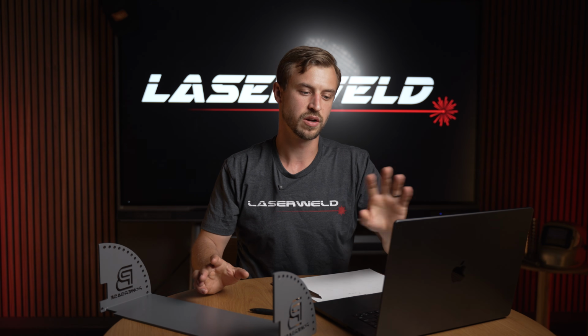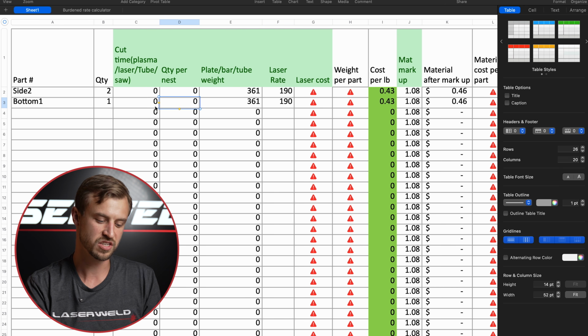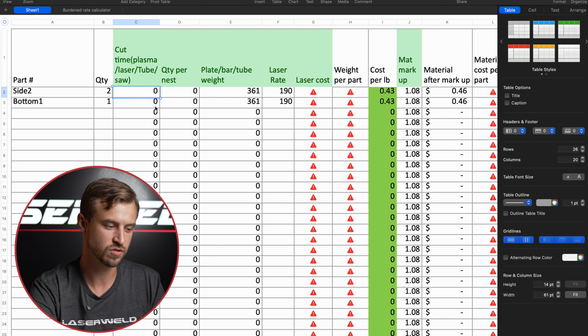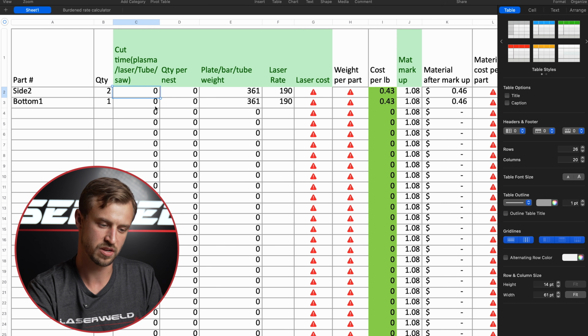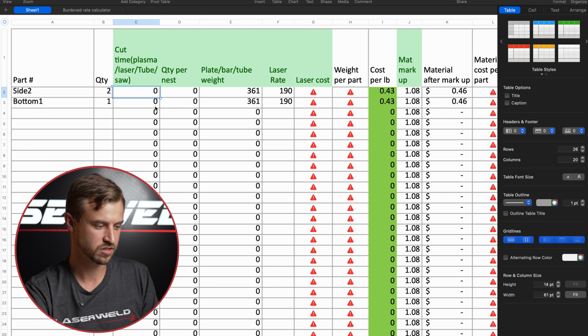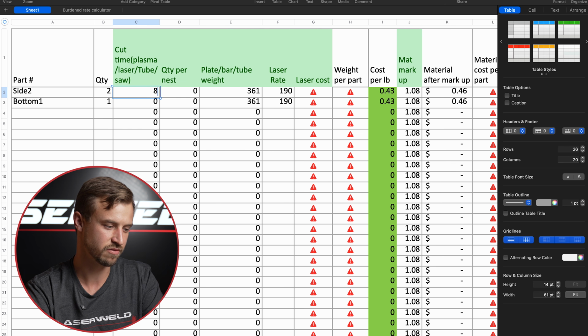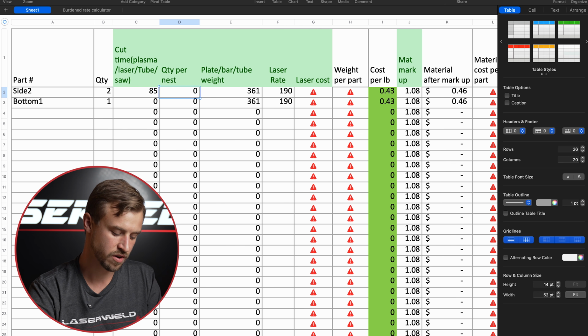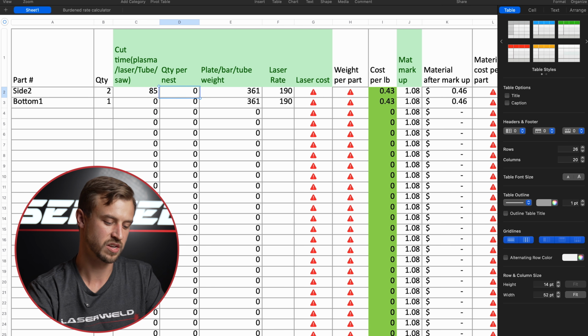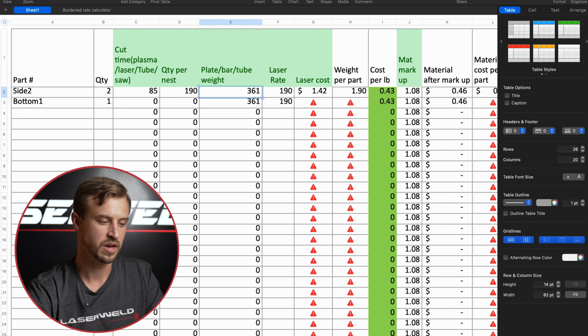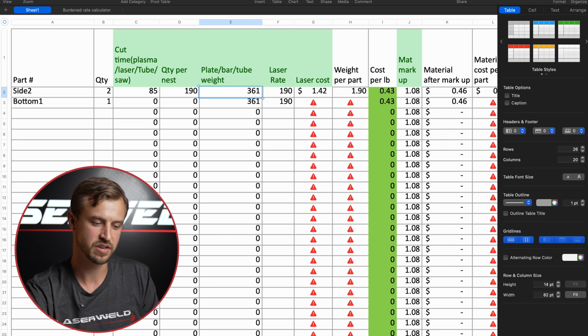Now we've looked at the nesting for the sides. We're gonna go ahead and plug it into our spreadsheet. This is just a template. You guys can use this or modify it to work for you, but the concept is the same. So under cut time, we had an hour and 25 minutes cut time. We can turn that into minutes, so 85 minutes. I like to break everything down to minutes. We had 192 pieces. We're dropping that down to 190 pieces. And then a 5x10 sheet of 7-gauge material weighs 361 pounds.